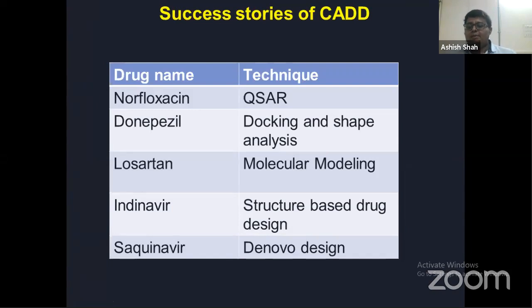Now these are some examples of drugs which were discovered through these approaches. Like norfloxacin, it was discovered with QSAR. Then donazepam, again through docking and shape analysis. Based on this, it has been discovered. Then indinavir came from structure-based drug design. Then saquinavir, de novo drug design. So we have already seen these techniques.